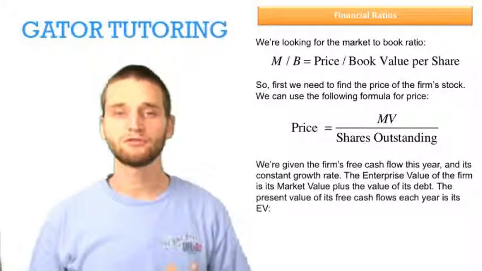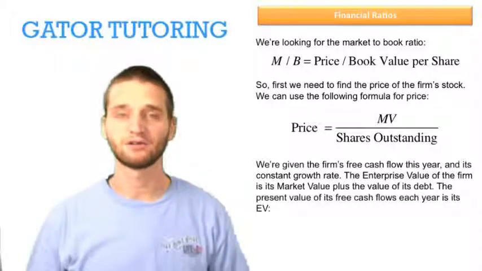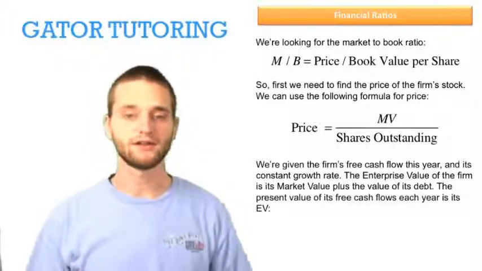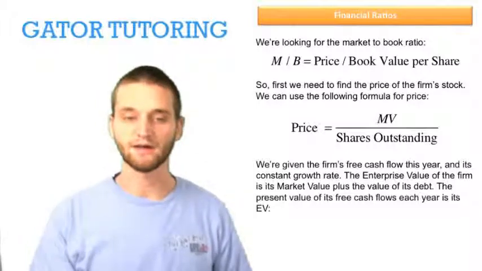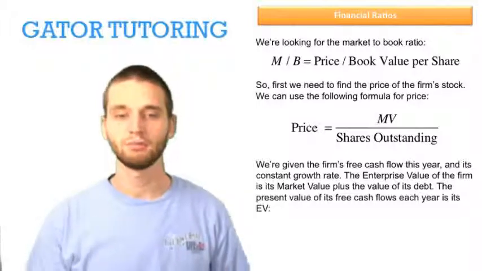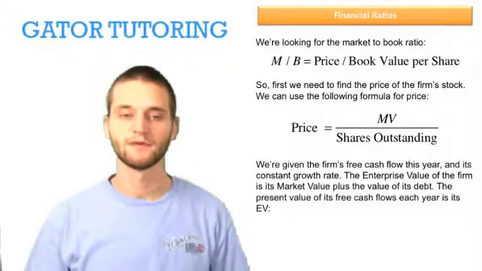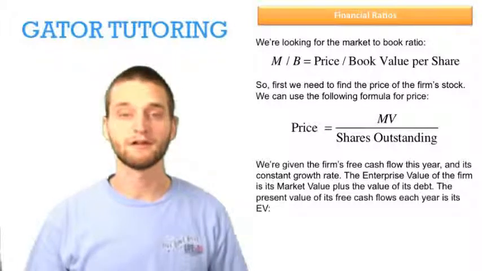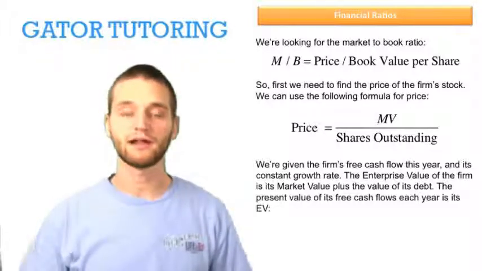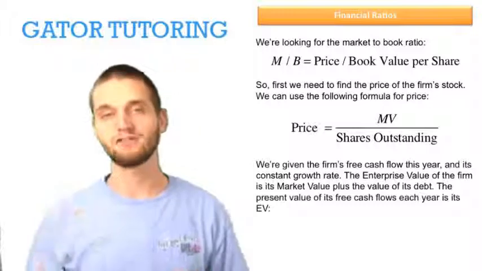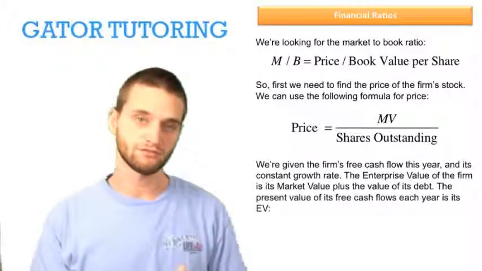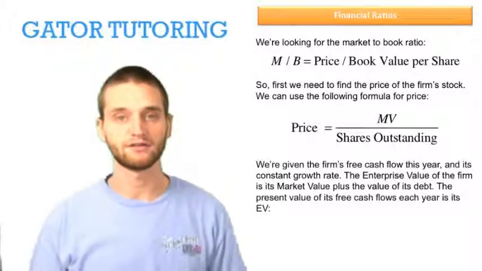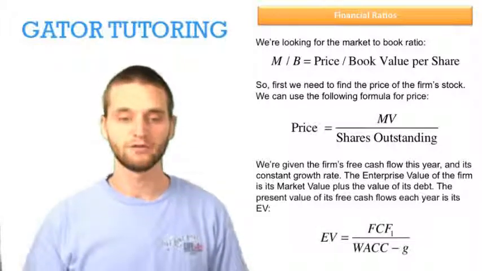So we're given the firm's free cash flow this year and its constant growth rate. That is the constant growth rate of that free cash flow. The enterprise value of the firm is its market value, the total market value of its equity, plus the total value of its debt. The present value of its free cash flows each year is its economic value. So if we know the free cash flow that a firm is generating every year, we can treat it as a perpetuity, bring it back to the present value, and the present value of all of those future free cash flows is going to be the total enterprise value of the firm. And so that's exactly what we're going to do.